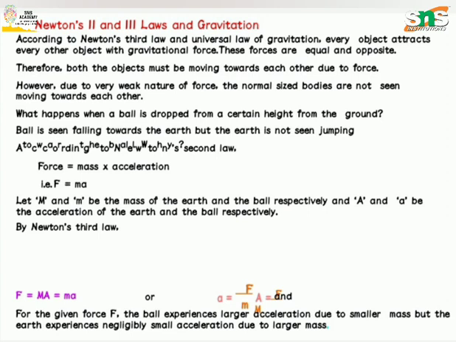And Newton's second law will be like this. Let us consider a case: what happens when a ball is dropped from a certain height from the ground? The ball is seen falling towards the earth, but the earth is not jumping, right? According to Newton's second law, F is equal to mass into acceleration. So we can relate the third and second laws in gravitation as well. Next comes what is meant by free fall.